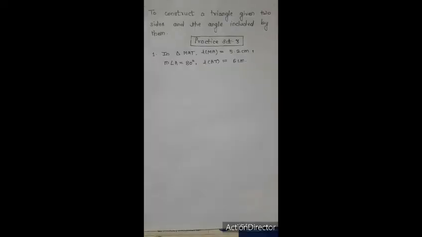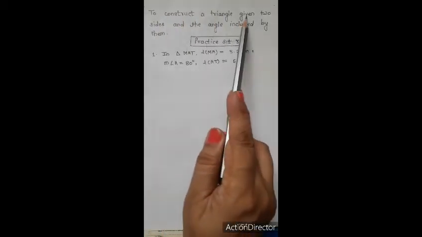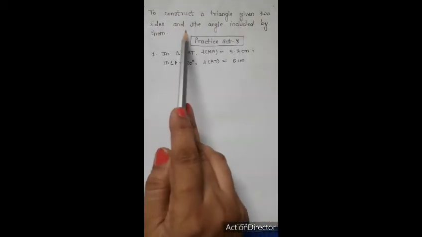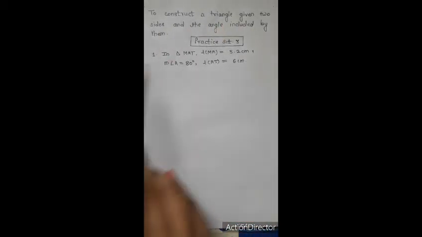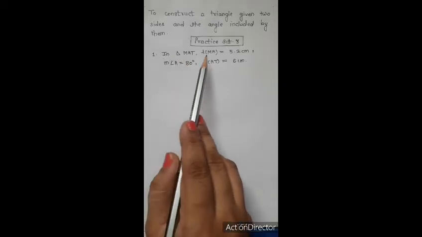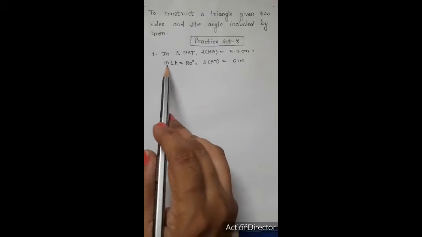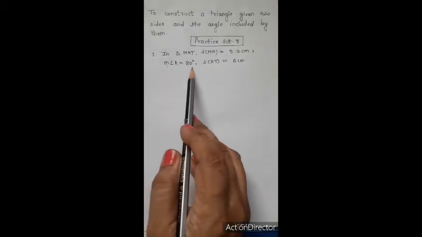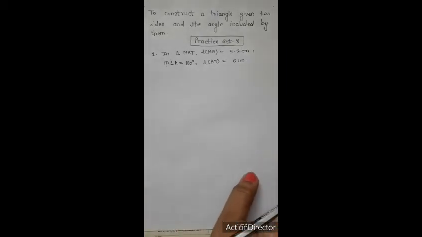Good morning, students. In practice set 3, we have to use the concept to construct a triangle given two sides and the angle included by them. The first question they have given: in triangle MAT, MA is equal to 5.2 centimeters, measure of angle A is equal to 80 degrees and length AT is equal to 6 centimeters.